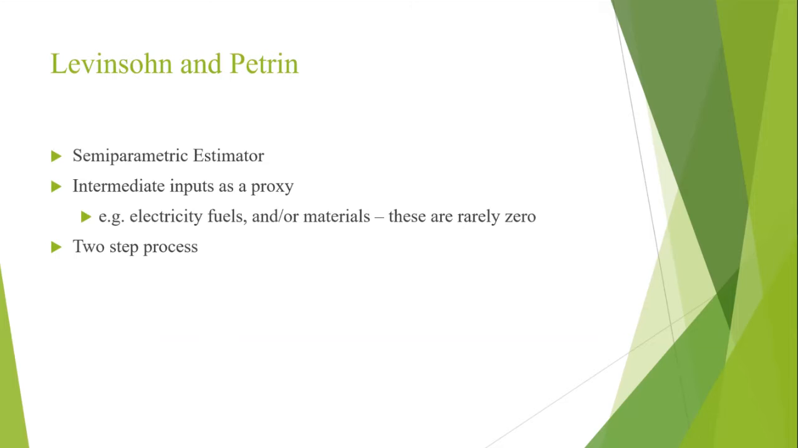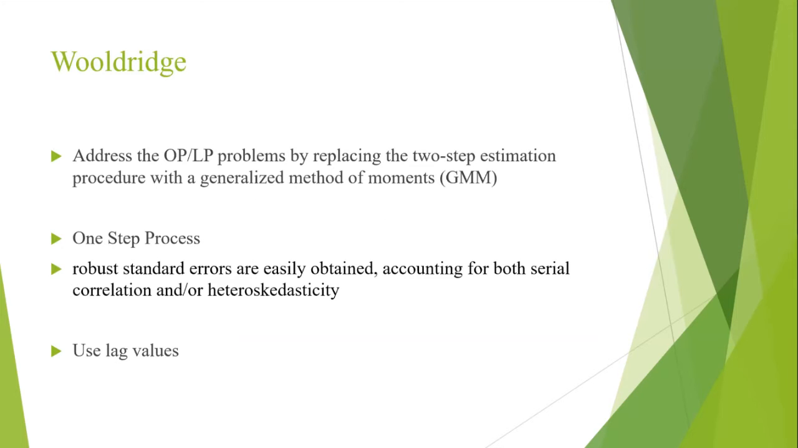Then the Levinson pattern is again developed on top of the OLE and PEX methods. Again, it is a semi-parametric estimator. They are using intermediate inputs as a proxy. For example, electricity, fuel, or material are rarely zero because if a firm is running, there are some inputs. It is again a two-step process. Then Woodridge reduces the two-step estimation to one step using the generalized method of moments. It is one step with robust errors, and it can be easily obtained, accounting for both serial correlation and heteroscedasticity. They are using lag values.